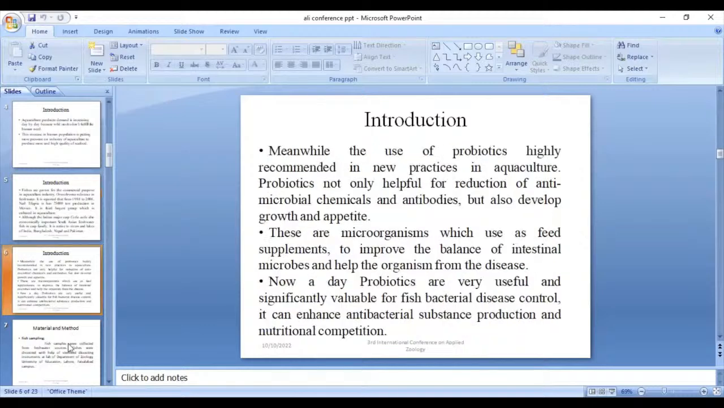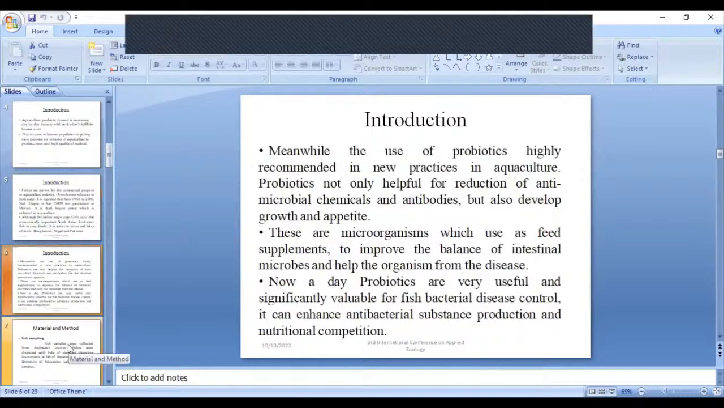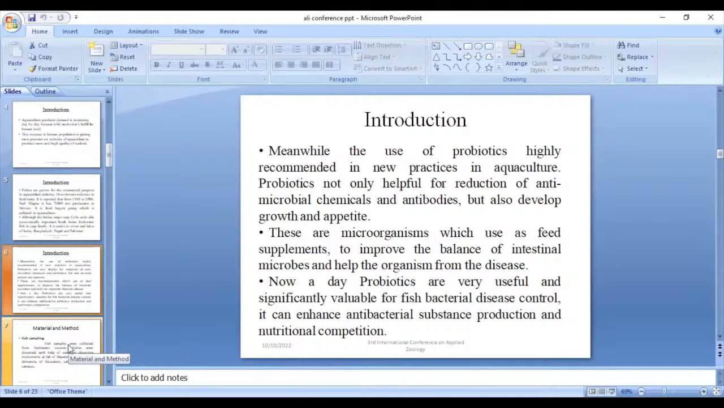Meanwhile, the use of probiotics is highly recommended as a new practice in aquaculture. Probiotics are not only helpful for the reduction of antimicrobial chemicals and antibiotics, but also improve growth and appetite. These are microorganisms which are used as a food supplement to improve the balance of intestinal microbes and help the organism fight disease. Nowadays, probiotics are very useful for fish bacterial disease control. They can enhance antibacterial substance production and nutritional competition.